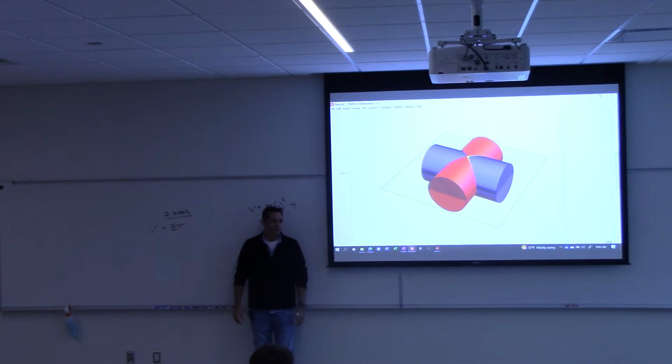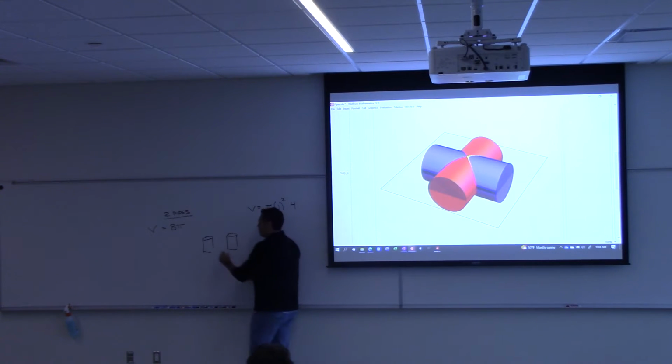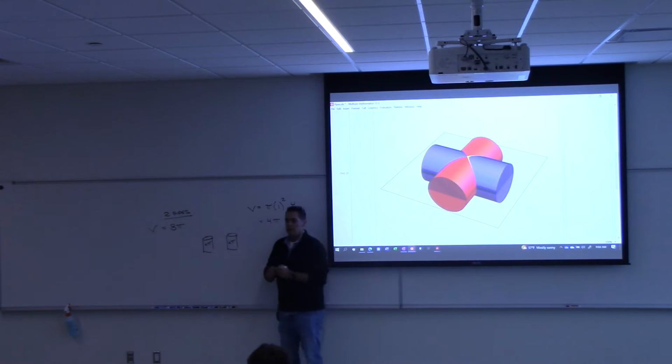Yay or nay? No? What do you mean by... Okay, so if I have two pipes separately, the volume of each of those together is 8 pi. These are 4 pi each. That's the volume of each one.